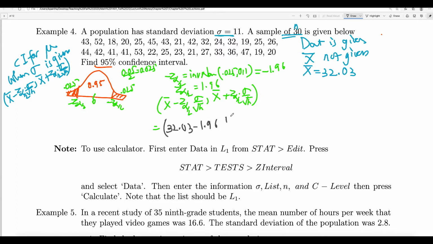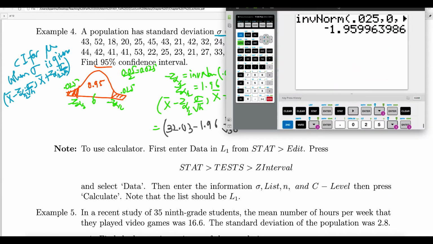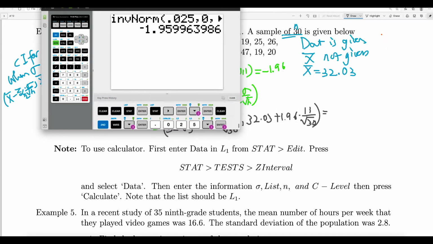Sigma is given as 11 over root under 30, and similarly 32.03 plus 1.96 times 11 over root under 30. That's what you see. Okay, so if you use a calculator for that, let me use the calculator and get the values there.